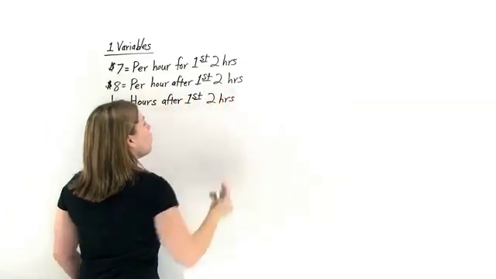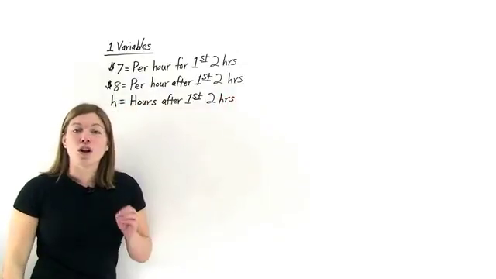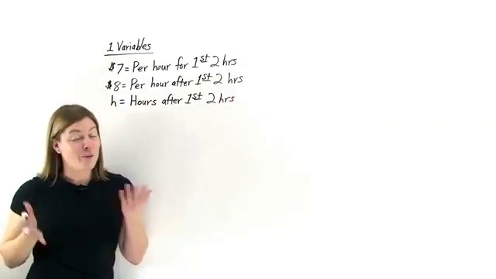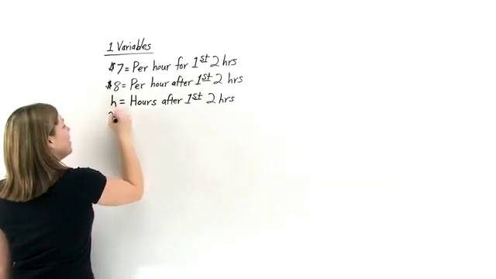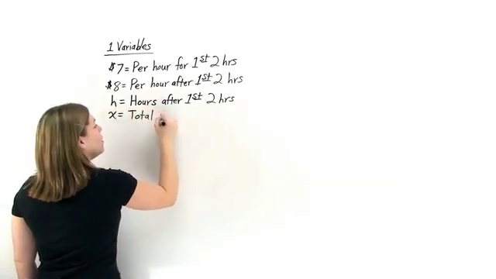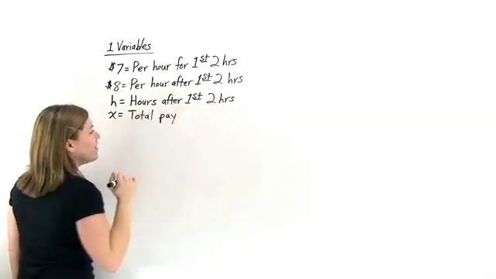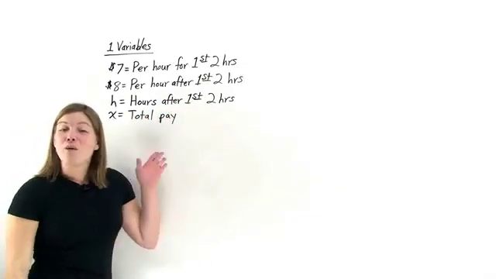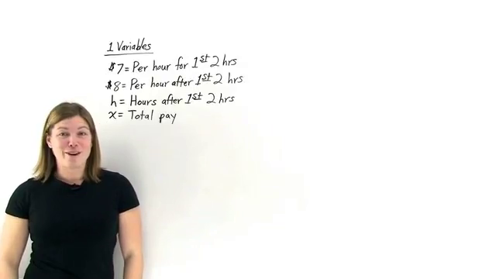Now, again, we want to write an equation for the total amount she gets paid. So we need a variable for that as well. Let's pick X. X can be the total amount that Mariana gets paid. Perfect. Now we've identified what we know and what we don't know.